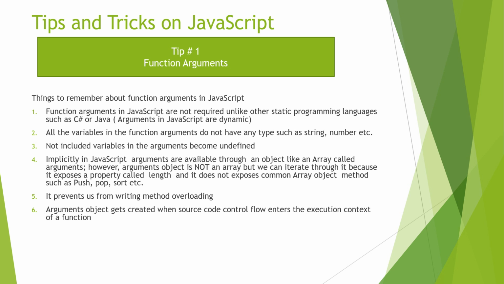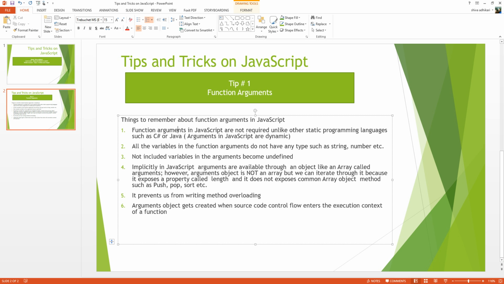However, we know that an array has so many methods, like methods for sorting, pushing, popping, and all those methods. But this object doesn't expose that. Okay, let's look at that in an example. Let's go back into the source code.